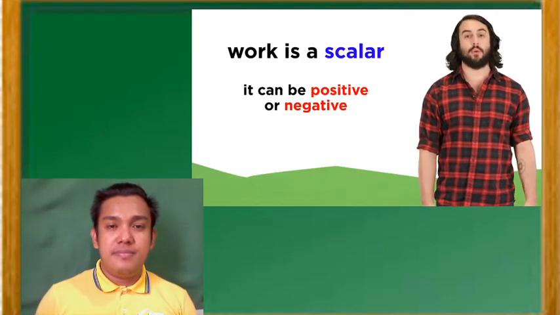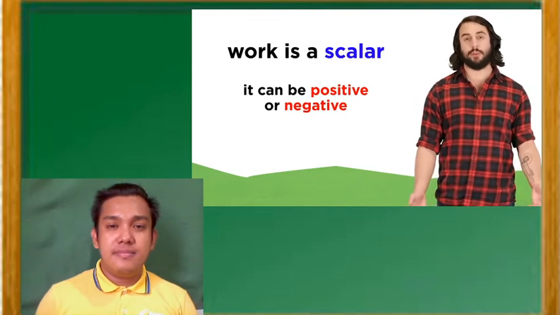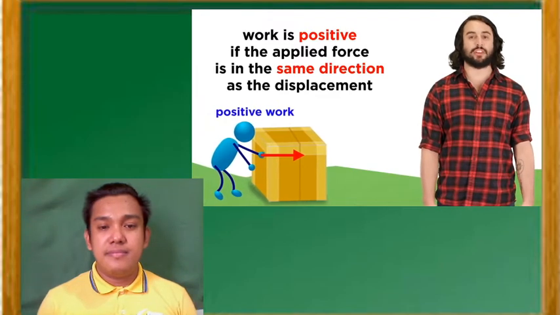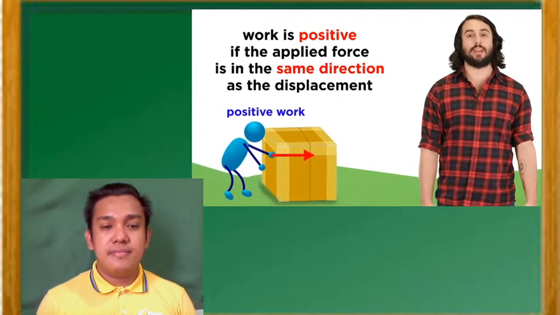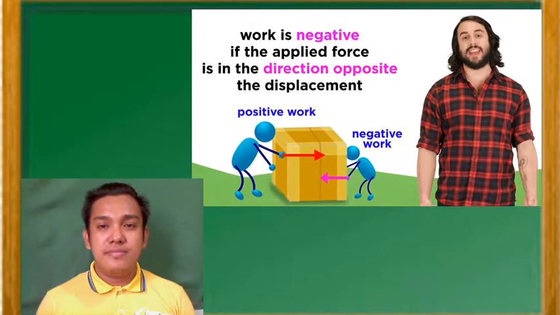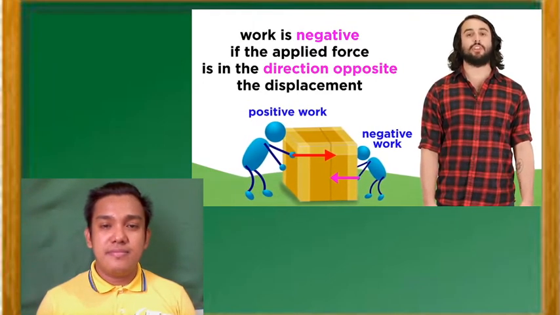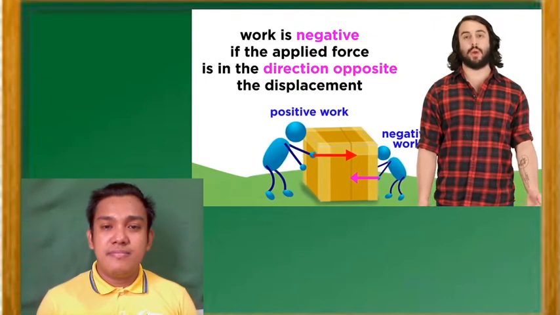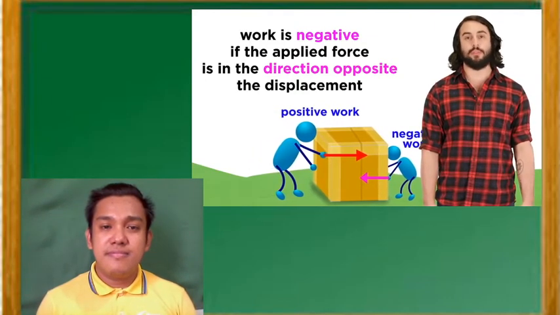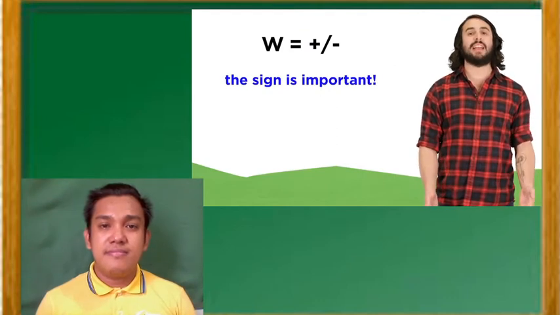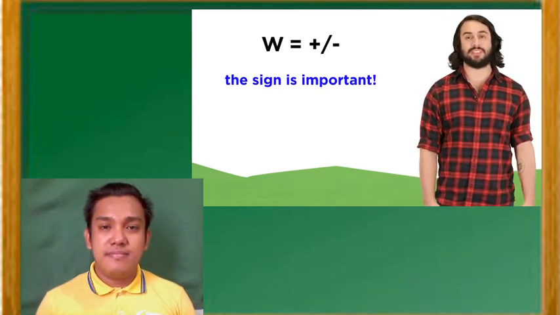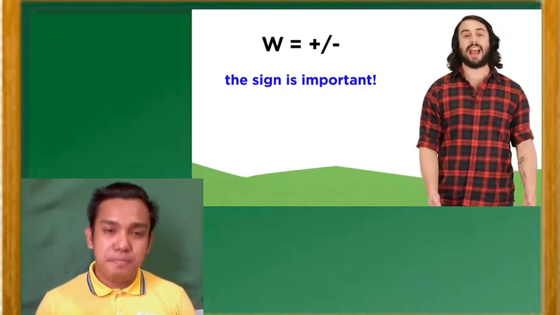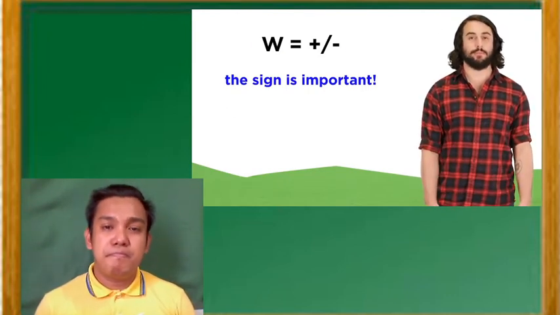We must bear in mind that work is a scalar and it can be positive or negative. Work will have a positive value when the applied force is in the same direction as the object's motion, like when pushing the box. And work will have a negative value if the applied force is in the direction opposite the object's motion, like if your baby brother pushes the box the other way, but without enough force to stop it from moving forward. The sign on work is very important because it tells us if the speed of an object will increase or decrease as a result of applying the work.